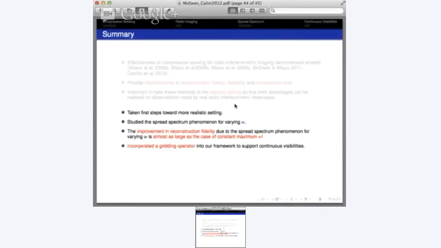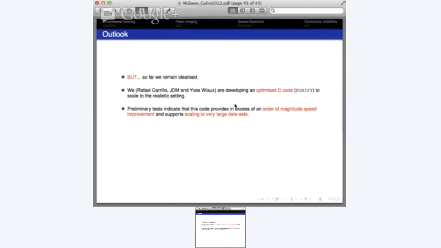Here we've been using MATLAB codes. We have very small data sets. But now we're trying to take this to something much more realistic. So now we're developing an optimized C code to really improve the execution time of the algorithms and also handle larger data. This is something that we're quite close to finishing.